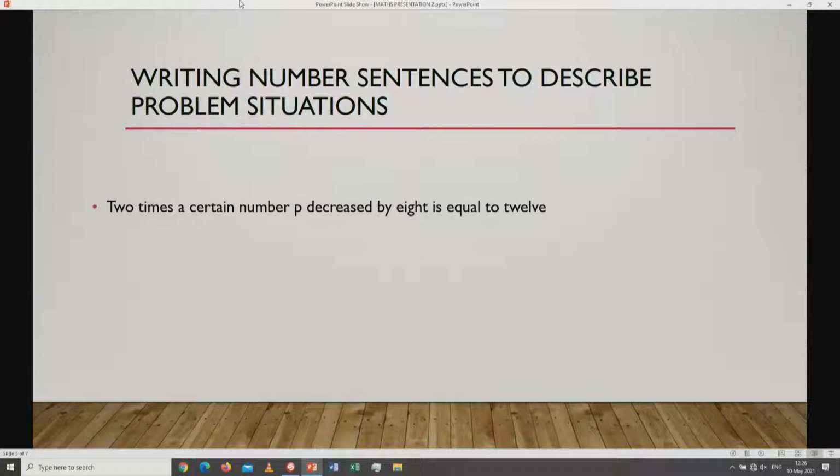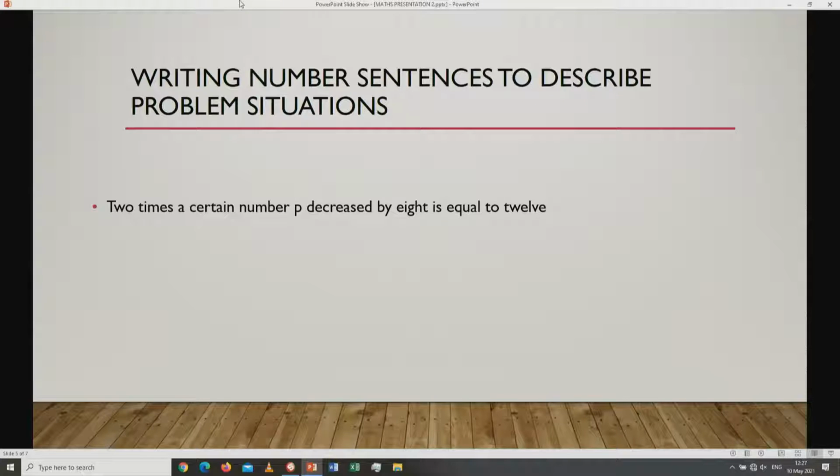So, for example, now let us start. In this essence, we are given a number sentence. We are writing a number sentence to describe a problem situation. The problem is: 2 times a certain number p. That certain number has been given a variable there, guys. Careful. 2 times a certain number p decreased by 8 is equal to 12. Let me write it, guys.